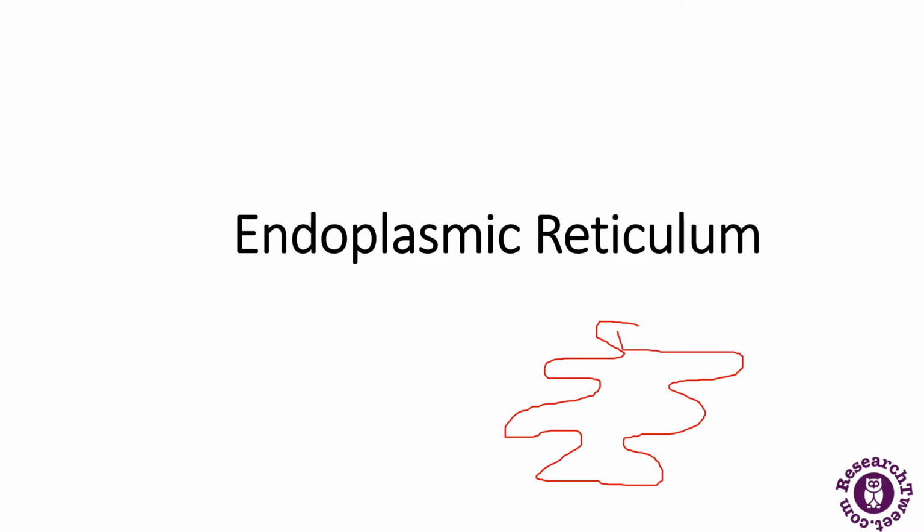So if we talk about endoplasmic reticulum, then near the nucleus, it is something like this. This part is known as the endoplasmic reticulum, and it is present in the animals as well as the plants. And where is it present? It is present in the cytoplasm of the cell.